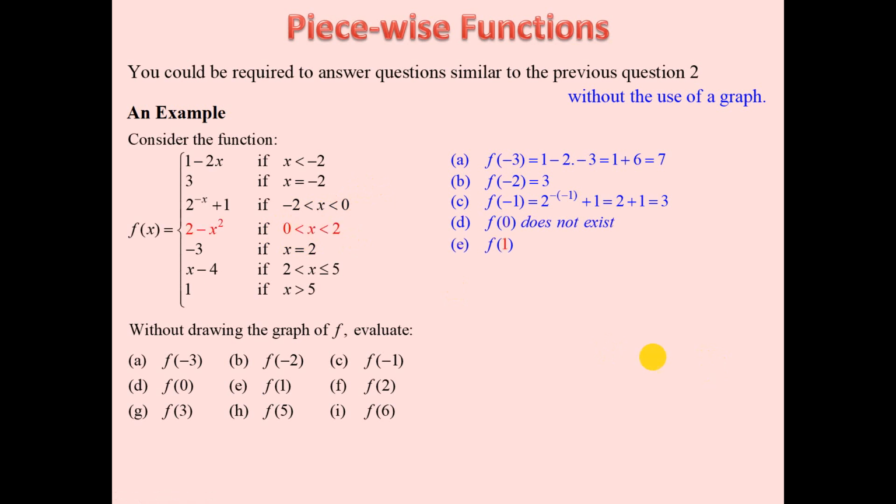F of 1. Well, 1 is included between 0 and 2, so we're going to use that function, 2 minus x squared. So it's 2 minus 1 squared, giving us 1. F of 2, well, there it is. That's less than 2, that's greater than 2, but there's equal to 2. So there's the function value, minus 3. F of 3, well, 3 is between 2 and 5. So therefore, I'm going to use that function, and so I'm going to substitute 3 into x minus 4. We get 3 minus 4, which is negative 1.